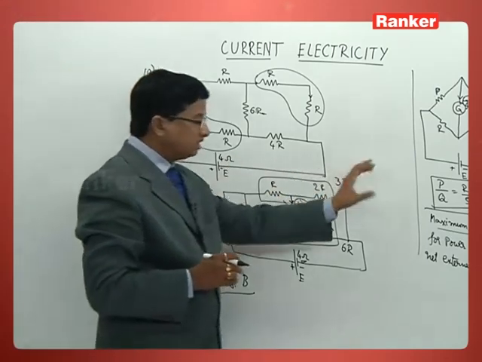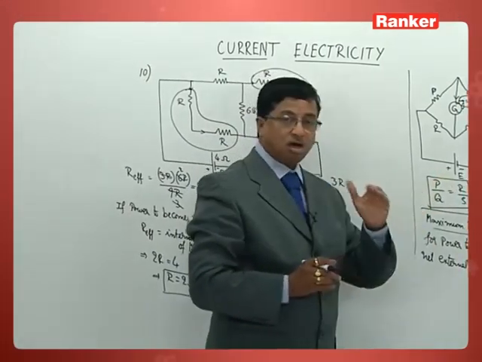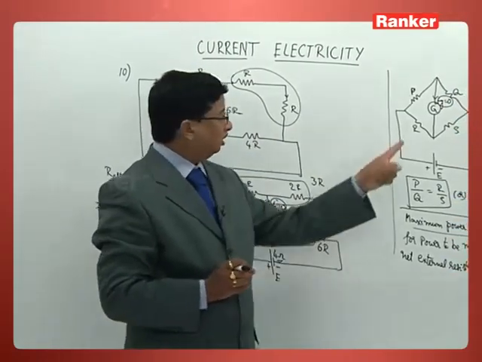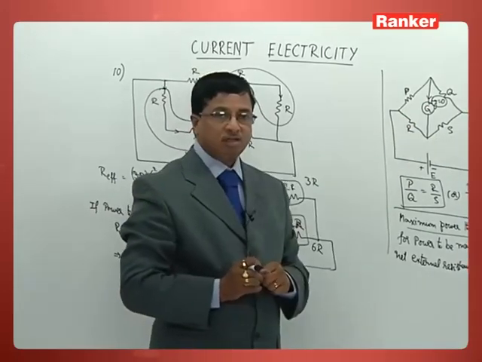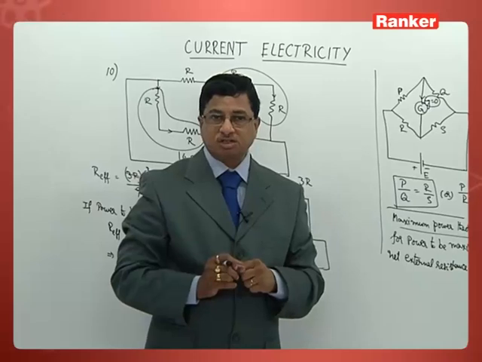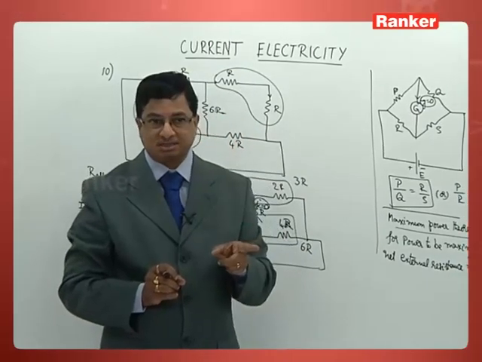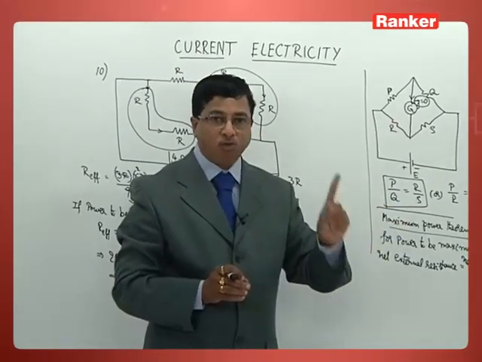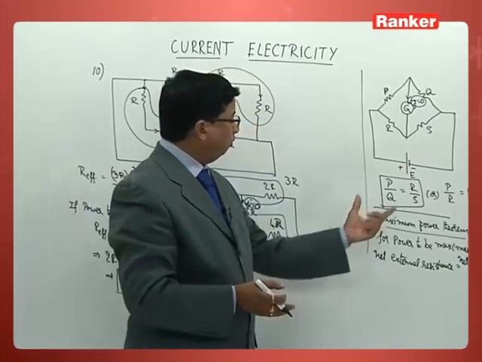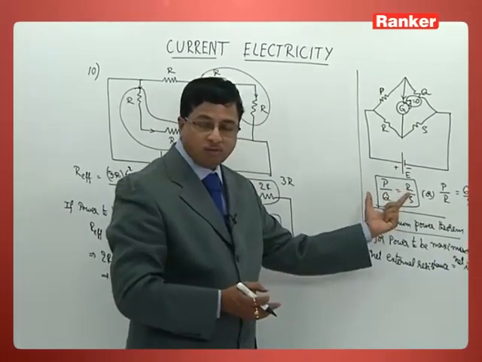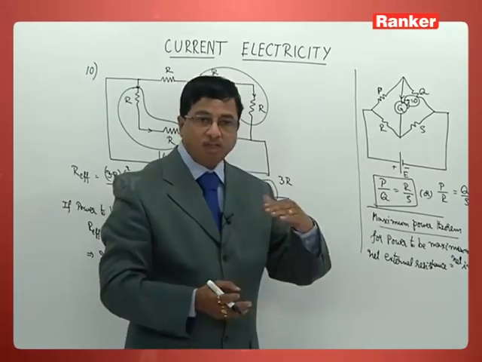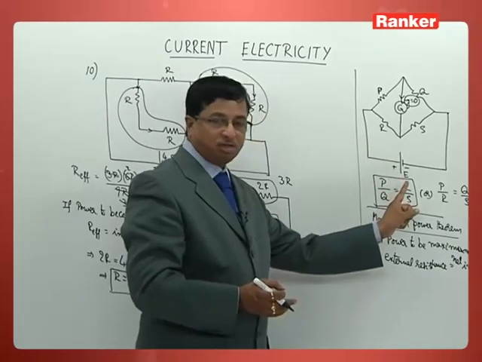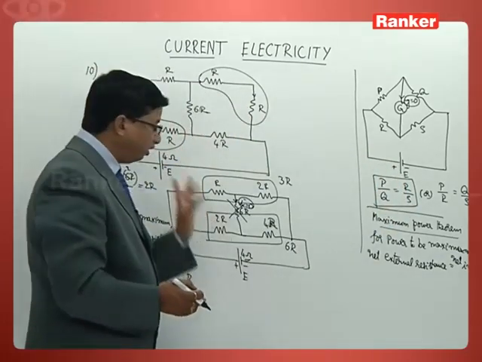But I remind you once again, what are the concepts we have taken to solve this problem? One is the case of Wheatstone bridge. When the bridge is balanced, it's understood the current across the galvanometer will be 0. Then automatically, what is the balancing condition for the Wheatstone bridge? P by Q is equal to R by S. So that is one part of it which I have used here.